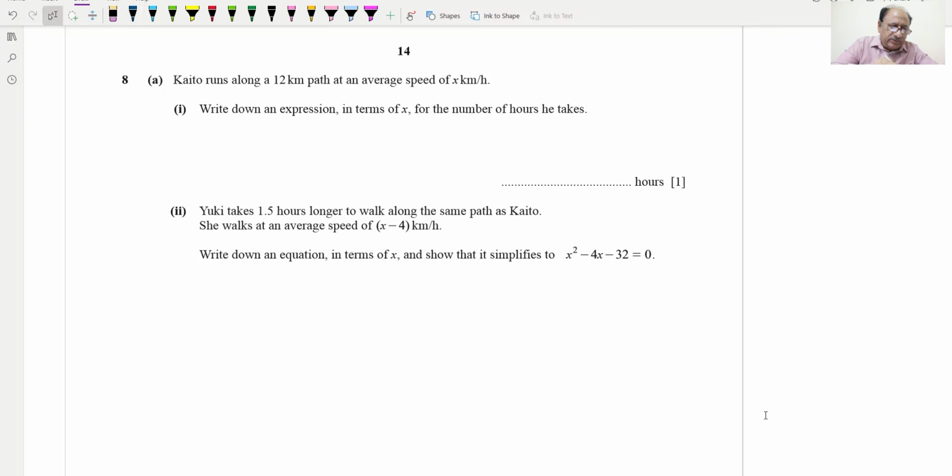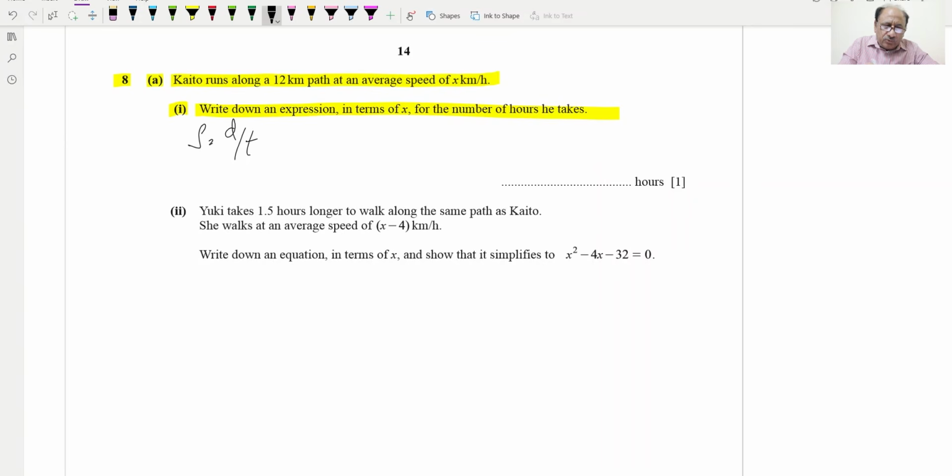Question number 8 says: Kyoto runs along a 12-kilometer path at an average speed of x kilometers per hour. Number 1, write down an expression in terms of x for the number of hours he takes. So we know speed is equal to distance over time, and distance is what?